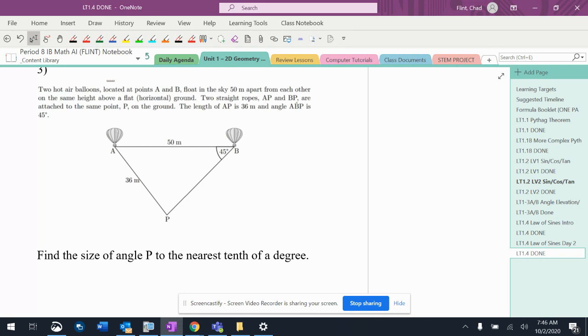So it says they're 50 meters apart. It has that. It says same height above a flat horizontal ground. So the ground is down here, just in case you're wondering, flat horizontal ground. They're the same height off the ground, which you can clearly tell. You got ropes holding the balloons, and they are attached to the same point P. AP is 36, and then the angle over there is 45. So it's got everything it wants. I wrote down find angle P to the nearest tenth of a degree.